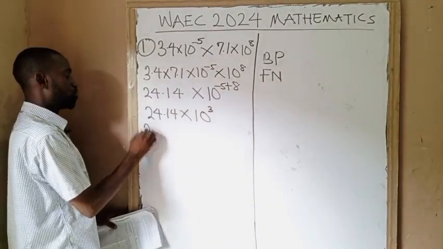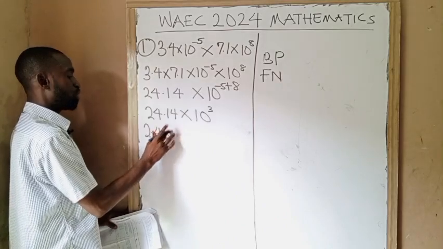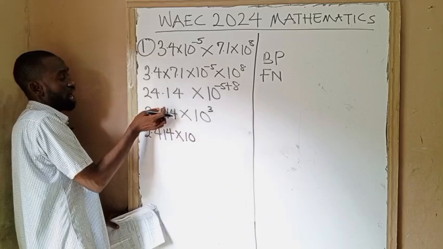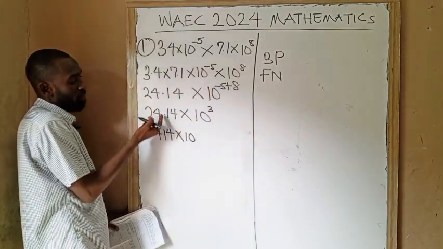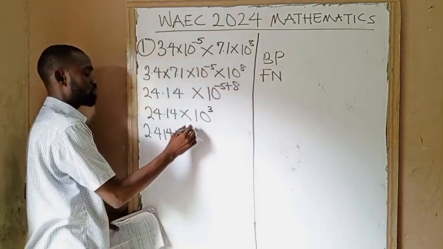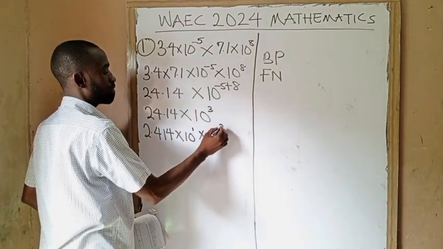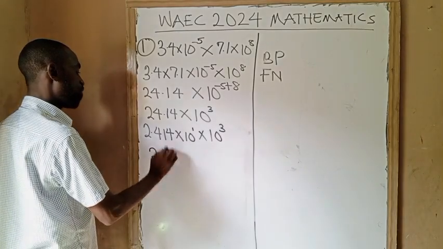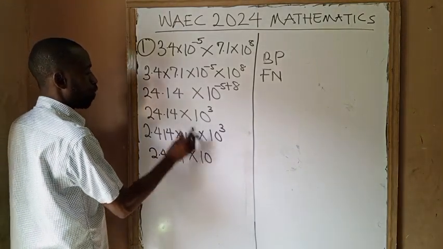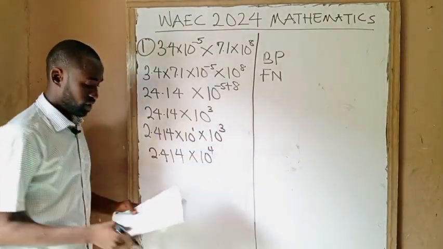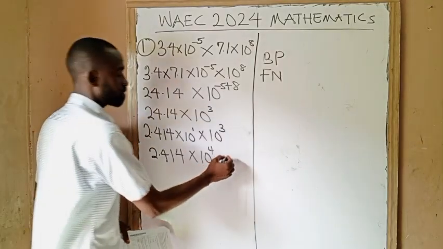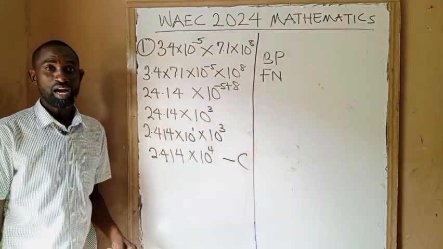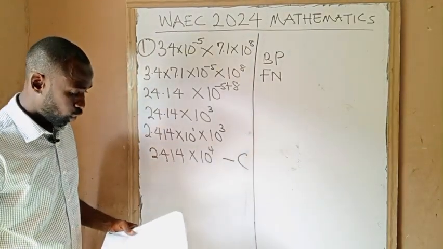I'm moving one time, so we have 2.414 times 10 raised to the power. How many times do I move? One time. I move backward, so it will be positive. So I have 10 raised to the power 1, and multiply by 10 raised to the power 3. Now apply the law of indices here: 2.414 times 10 raised to the power 1 plus 3 is 4. So the correct answer to that is option C. Here we're going to do justice to all the questions so you can score yourself and know what you have in your OBJ.